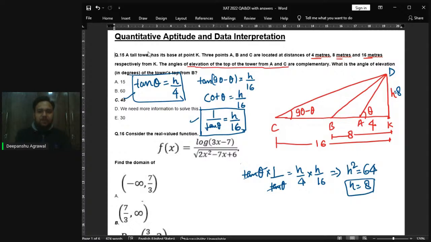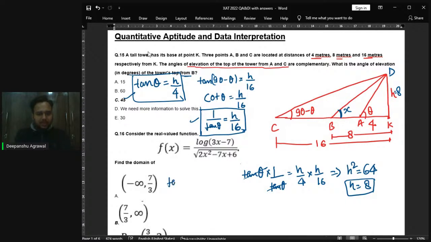Now we have to calculate the angle of elevation from B. So that means we have to calculate this angle, right? So let's name this angle as x. Okay, let's name this angle as x. Now applying tan rule in this triangle BDK, right? The same rule we apply in this.